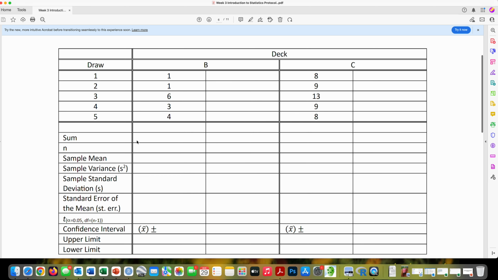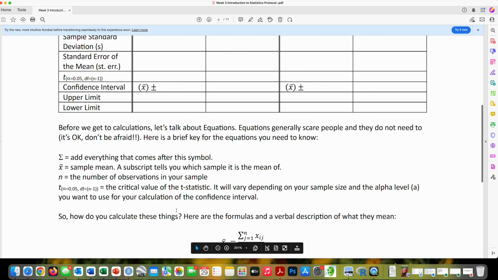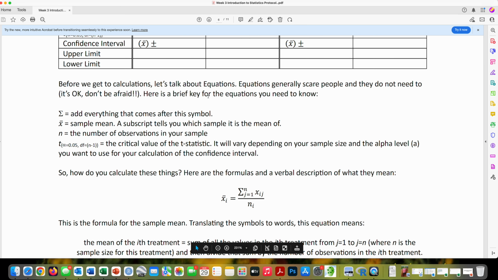And when they do that, they should get the sum of the data, the sample size of the data. They should calculate the mean, the variance, the standard deviation, the standard error of the mean, etc. All of these things are explained to them in the coming pages of the protocol. So what I want you to do is just set them loose and say, read through the protocol, and it will show you how to calculate these things. As you run into stumbling blocks, ask me for help.